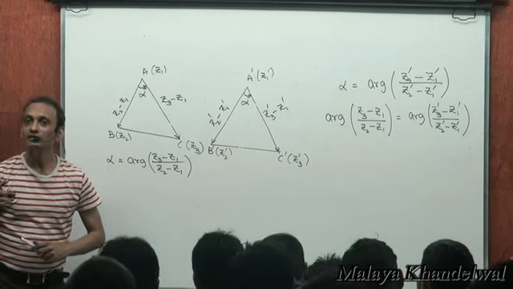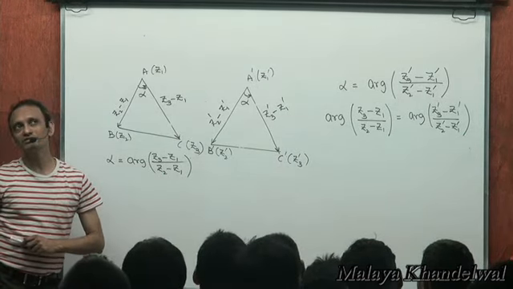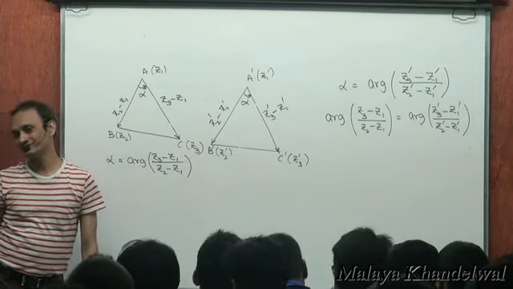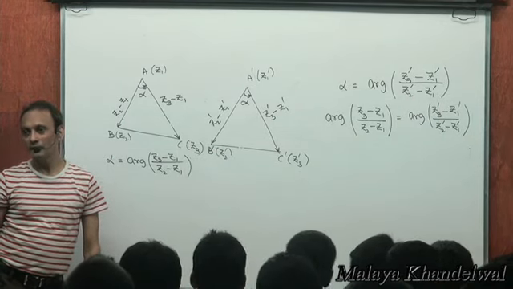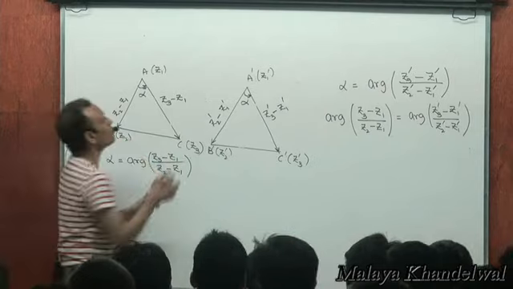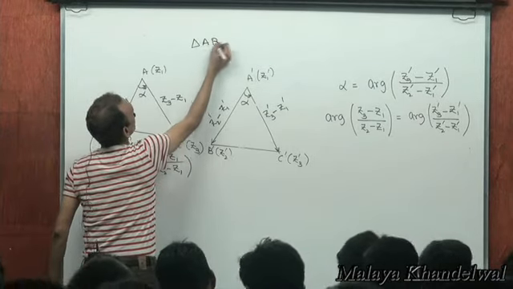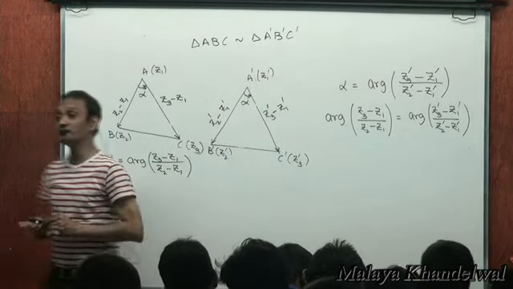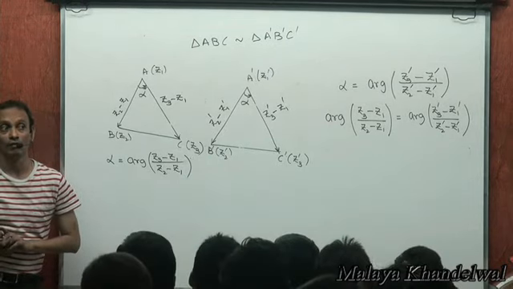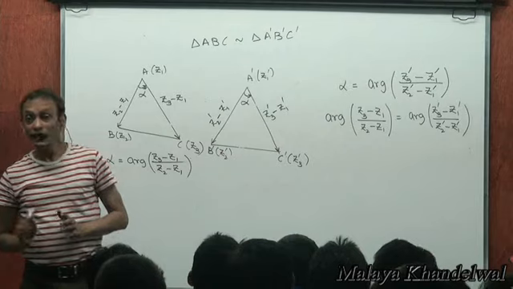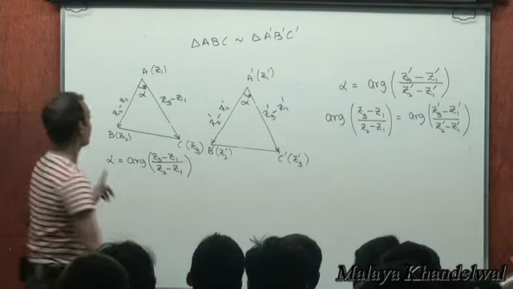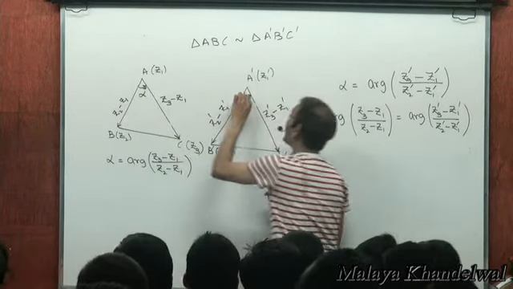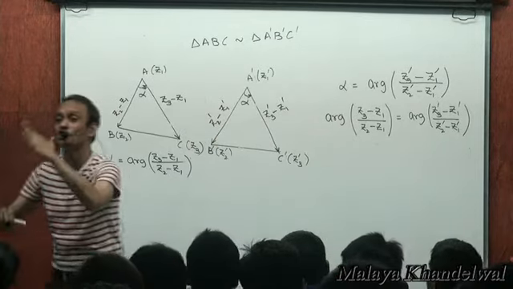Right? Now, suppose these two triangles are similar triangles. Suppose triangle ABC is similar to triangle A prime, B prime, C prime. Then the SAS condition for similarity: this side proportional to this side, with the included angle being equal, will cause the two triangles to be similar. Yes or no? Yes, sir.